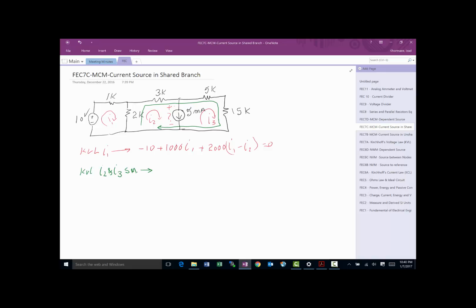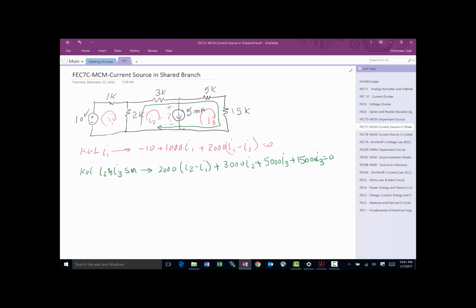Now we start right here and work our way up. We write 2000 times I2 minus I1, plus 3000, and this time I2 is the only current in it, plus 5K, which is 5000, and I3 is the only current there, and then 15,000 I3, equal to 0. We went all the way around.